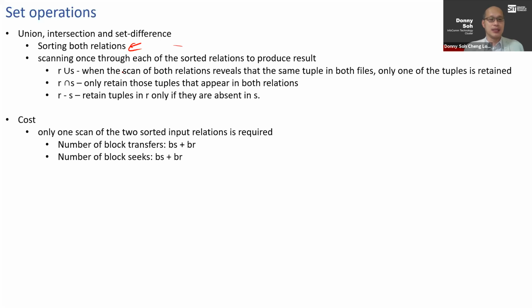Of course, this will be an expensive operation. After we do the sort, we will scan through each of the sorted relations to produce either the union, the intersection, or the subtraction. These three are just to explain the operations. In a union, a tuple is placed in the result if it appears in either of the files. Intersection only in both. We retain those that are absent in S for R minus S.